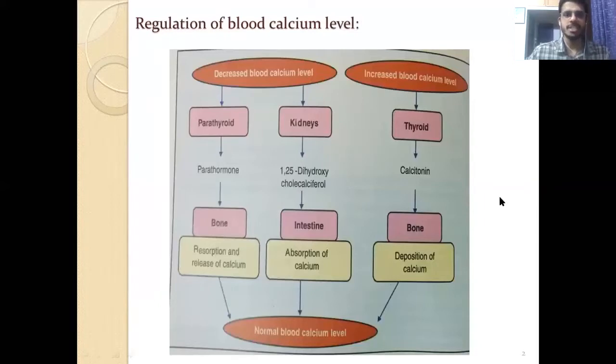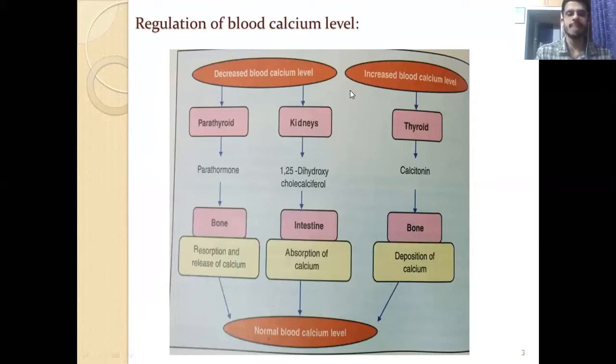Coming to regulation of calcium. In the body, there are different mechanisms to reduce the blood calcium level, and a different set of mechanisms to increase the blood calcium level. When the blood calcium level is decreased, two hormones come into the picture.